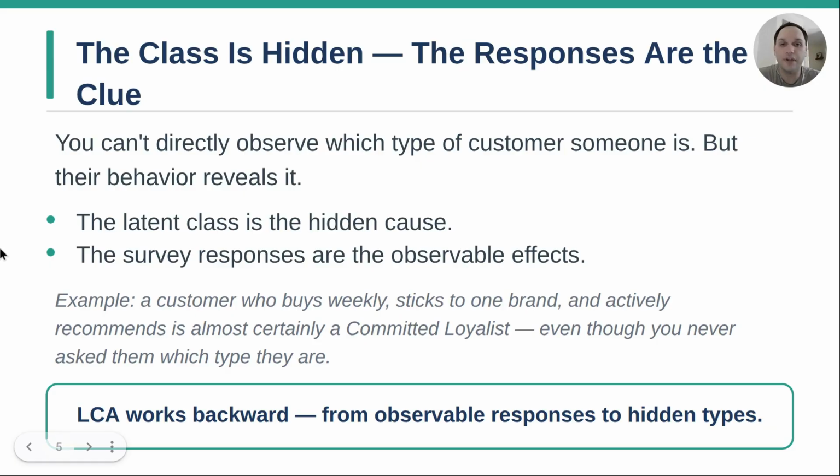The concept of latent variables is worth understanding directly. Something is latent when it can't be directly observed but can be inferred from things that can be observed. In LCA, the latent class is a hidden type of customer, their true underlying type. The observable effects of that type are the survey responses they give. A customer who buys weekly, sticks to one brand, recommends to friends, and hasn't switched recently is almost certainly a fundamentally loyal type of buyer, even though we never ask them, "Are you loyal?" Their behavior reveals their latent class. LCA works backward from observable responses to infer the hidden types.